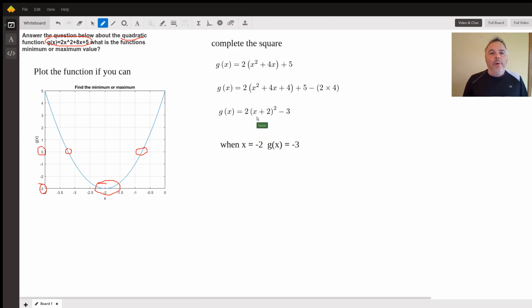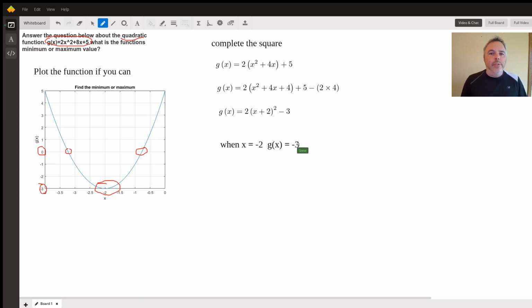So now, when I look at this and I go back to my graph, usually what you do here is you take this term, so x plus 2. You want to kind of zero that term out. So how would I zero out that term? Well, if I have x equals -2, right, that would zero that, -2 plus 2 is 0. 0 squared is 0. 2 times 0 is 0. And what would g of x be? -3. That sounds familiar. So here is the answer.